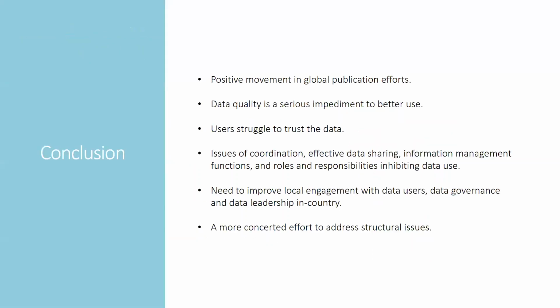So in conclusion, whilst our research findings have been split across 4 different reports, we can conclude across all of them that while there has been a positive movement in publication efforts at the global level, data quality is a serious impediment to better use for decision making, especially at the ground level. It is a result of issues around coordination, data sharing, and information management functions that is impacting data quality, and as a result is leading to a lack of trust in data among stakeholders. Users did time and again specify that it was questions around timeliness, comprehensiveness, and accuracy of the data that they were thinking about.